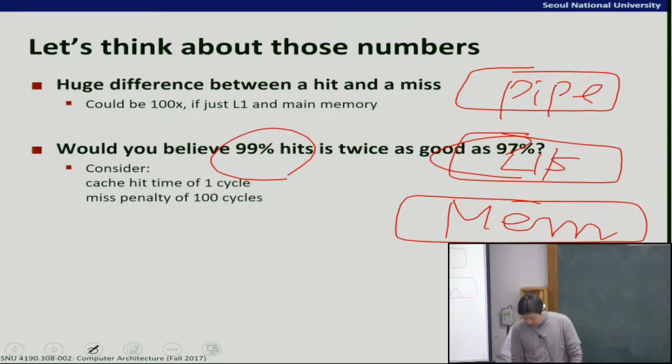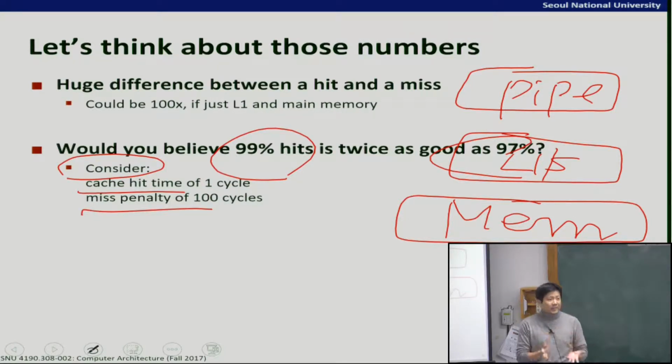So let's say cache hit time is just one cycle, meaning that if you have a cache hit, the data comes immediately in the next cycle. Let's say it takes only one cycle, which is not uncommon in embedded and mobile processors. And secondly, let's assume miss penalty is 100 cycles. As I said, if you have to go to the off-chip DRAM, it takes at least 50 cycles and up to 200 CPU cycles, right? Then what is the average memory access time in both cases?